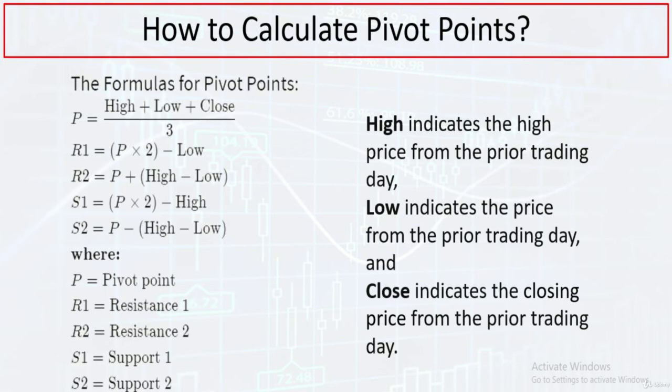Then we have to calculate the projected resistance level 1, resistance level 2, as well as support level 1 and support level 2, as shown by the equations on your screen, where P is the pivot point, R1 is resistance 1, R2 is resistance 2, S1 is support 1, and S2 is support 2. By this simple equation, we can easily calculate the pivot points.